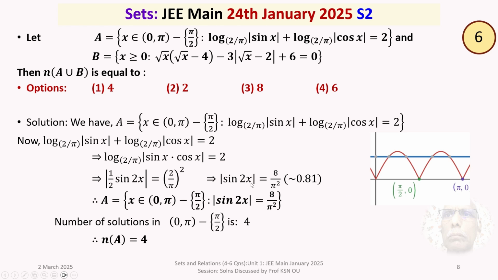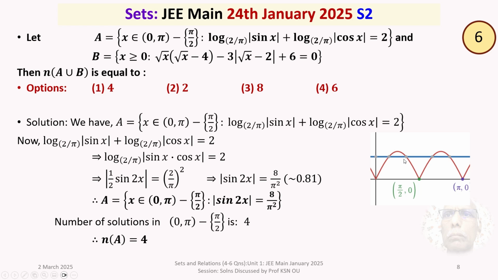And you have to note down the mod sin 2x graph, the modulus graph, is this one only. Mod sin graph is this. And pi by 2 is not included. Agreed. The line y is equal to 8 by pi square, parallel to the x-axis. Because 8 by pi square is less than 1, it intersects in 4 points, 4 points in the interval 0 to pi other than pi by 2.